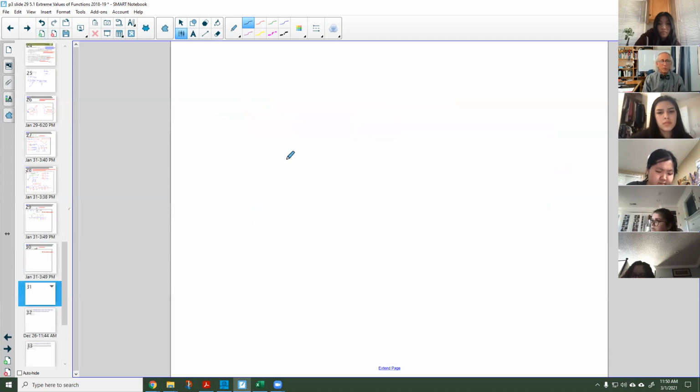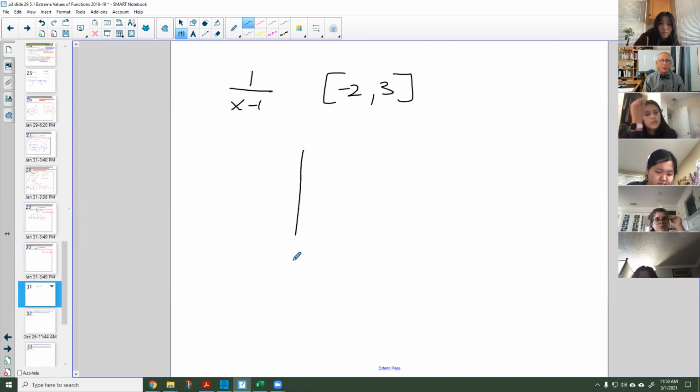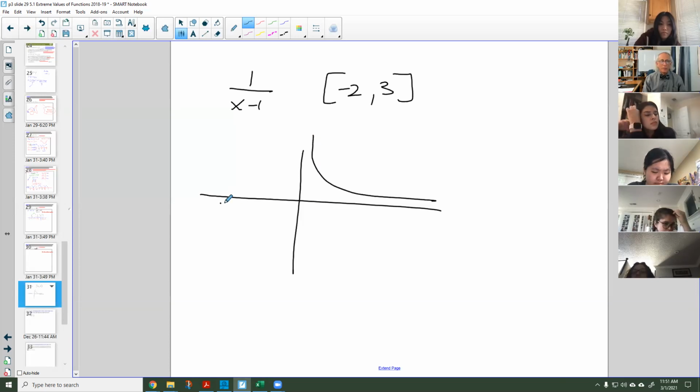Let's just say that I was doing the function 1 over x minus 1. And I wanted that over the domain of -2 to 3, both endpoints. So I kind of know what that function looks like. It looks kind of like this, with a vertical asymptote right here at x equals 1. Are you with me still? Okay. Now, if I only want this function from -2 to 3, means I don't care about this part of the function and I don't care about that part of the function. Those aren't part of my domain. You still with me?